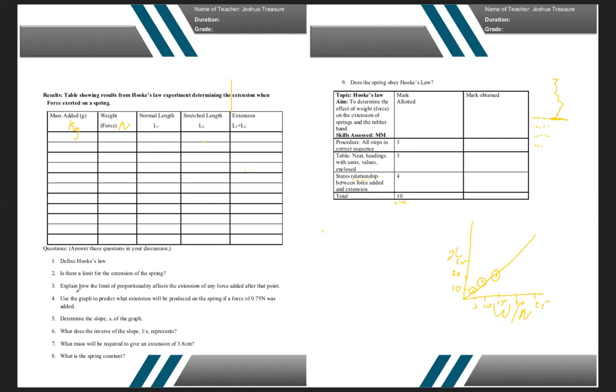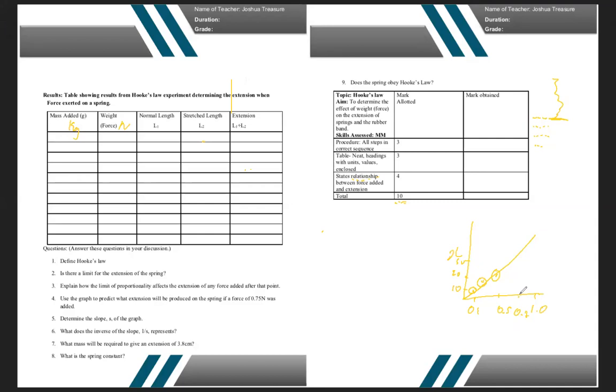All right, let's use the graph to predict what the extension will be if a force of 0.75 newtons is added. I believe the scale is too big here. So say we had 0, 0.1, 0.5, 0.7. Sir, is that the extension? As in the weight, newtons, the force. So it comes to 0.75 here, and you would draw a line.